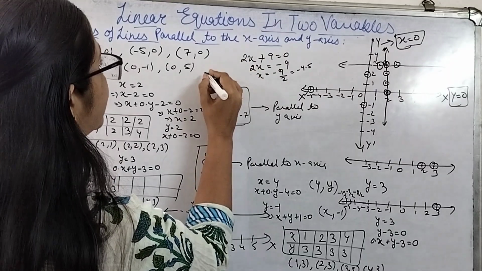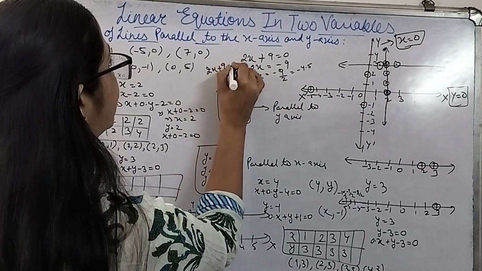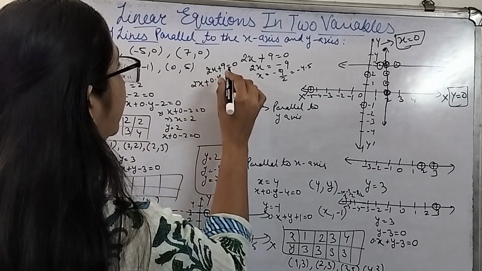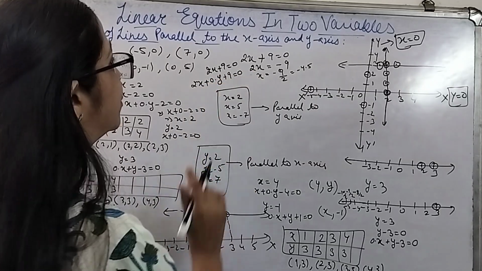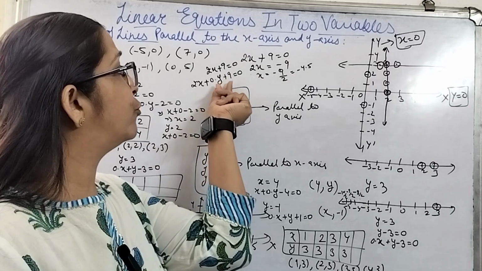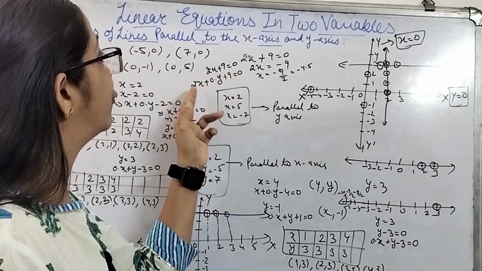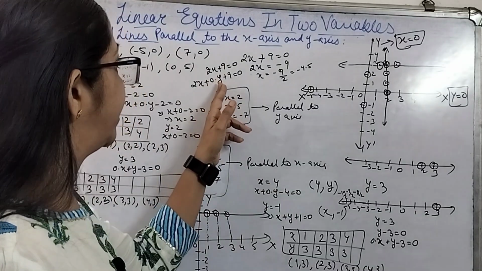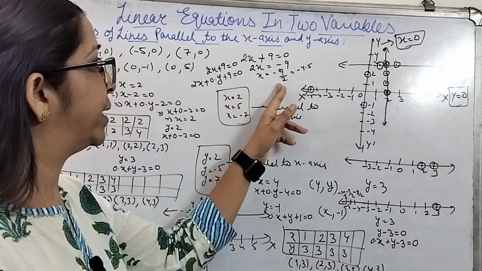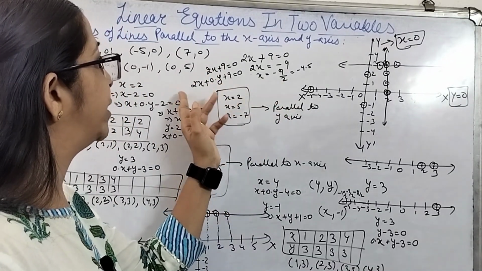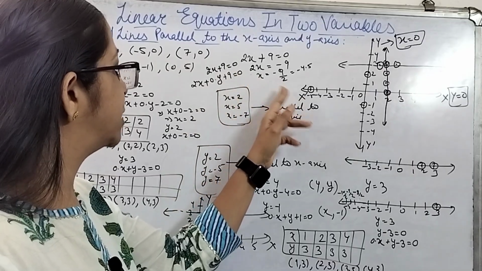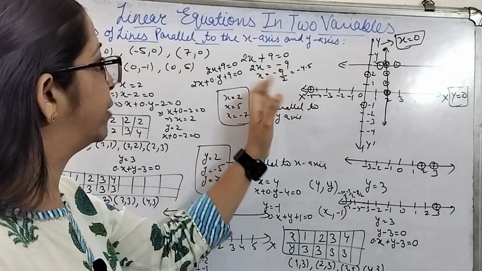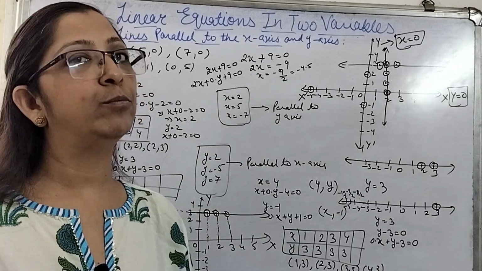First of all, it was your 2x plus 9 equal to 0. So this could even be written as 2x plus 0 into y plus 9 equal to 0. Now whatsoever the value of y you take, the value of x will always be minus 9 by 2. If you take y equal to 1, then also x will be minus 9 by 2. If you take y equal to 2, then also x will be minus 9 by 2. So whatsoever the value of y we take, x will always be minus 9 by 2.